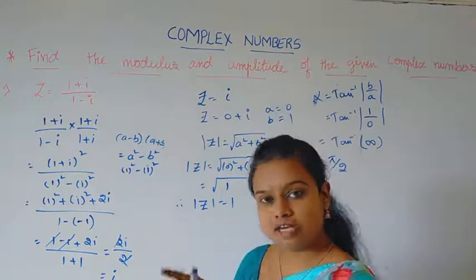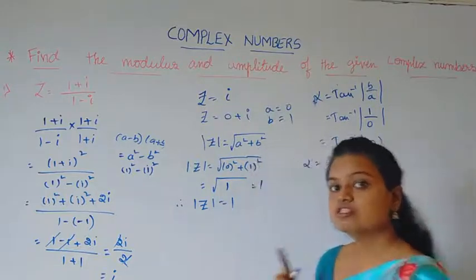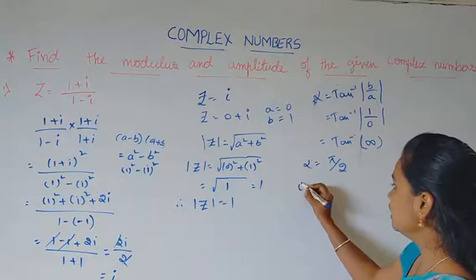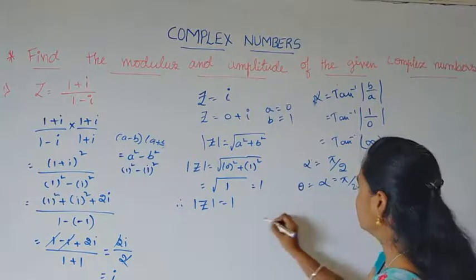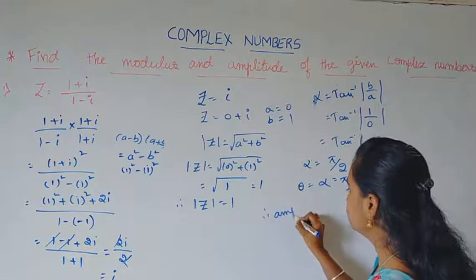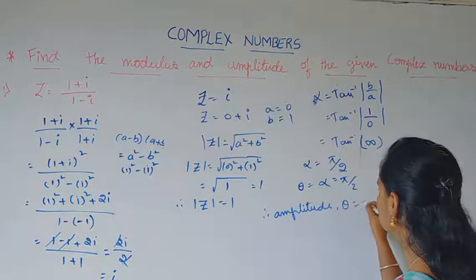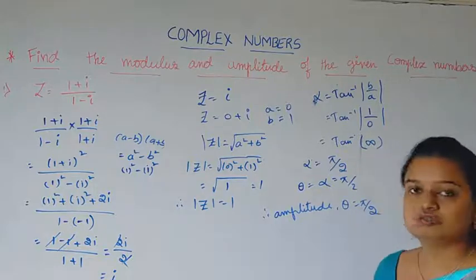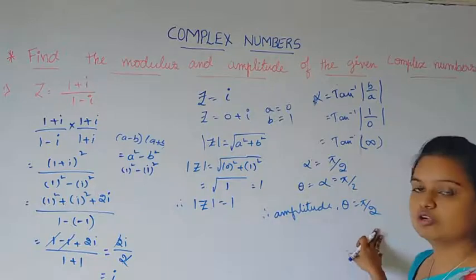So if both are positive, the given complex number lies in the first quadrant. So for the first quadrant, theta is equal to alpha only, that is equal to pi by 2. Therefore the amplitude, that is theta, is equal to pi by 2. The modulus is equal to 1 and the amplitude is equal to pi by 2.